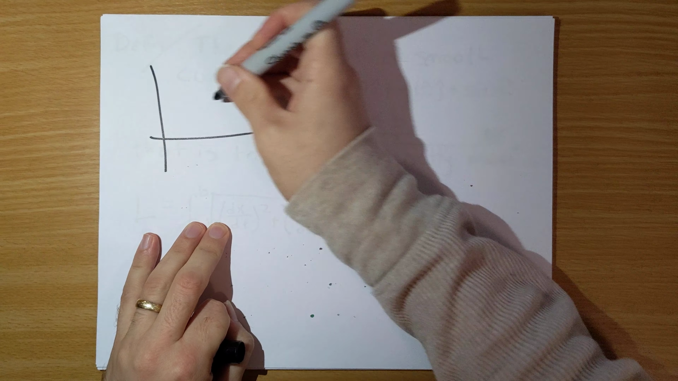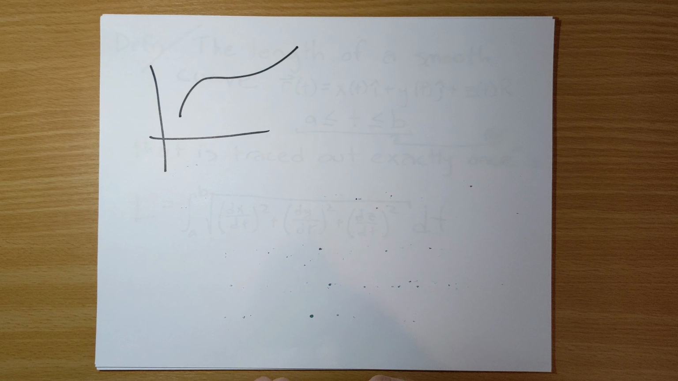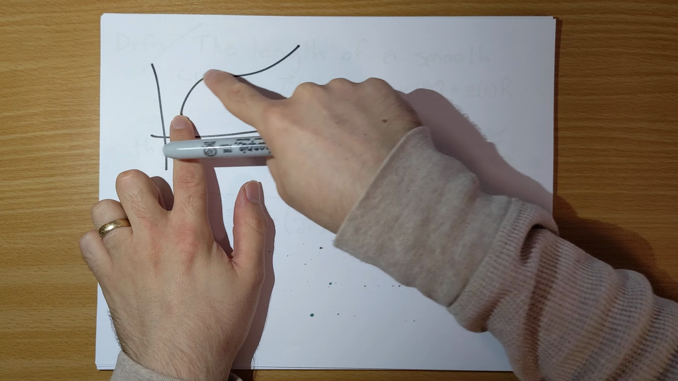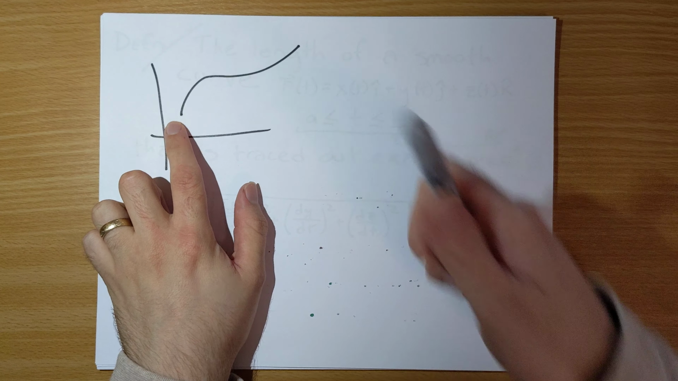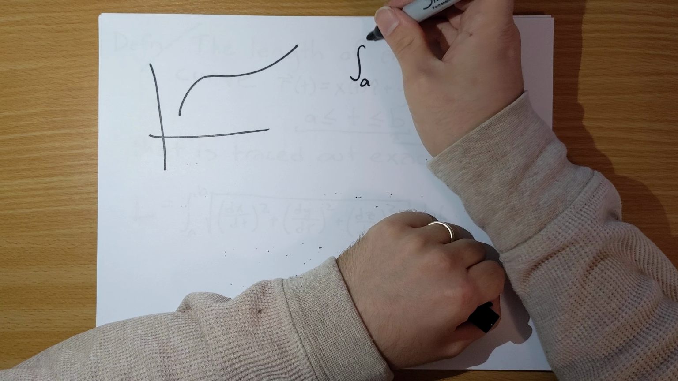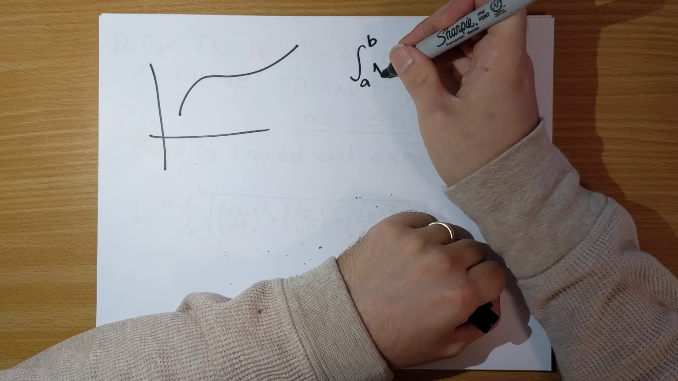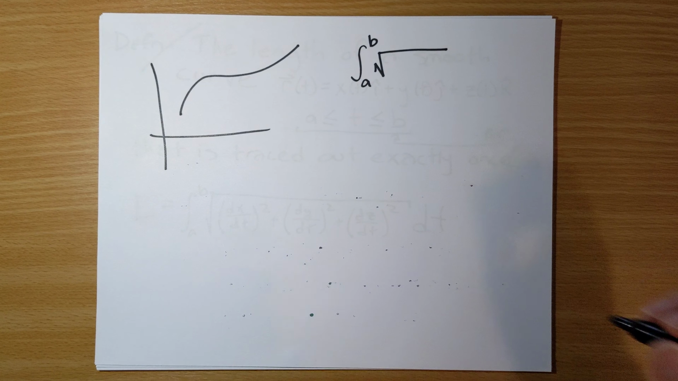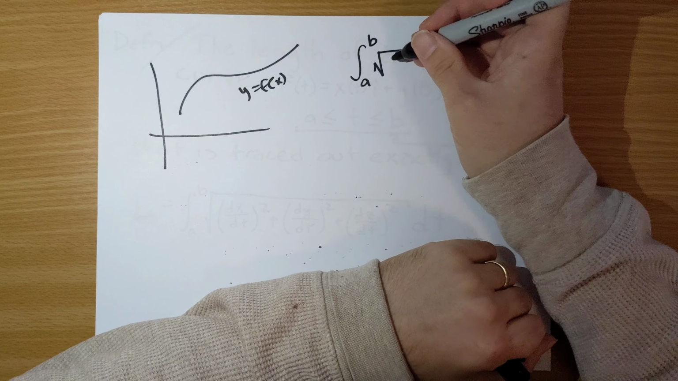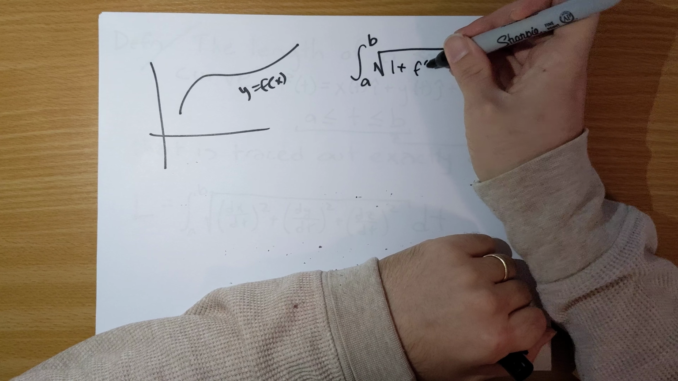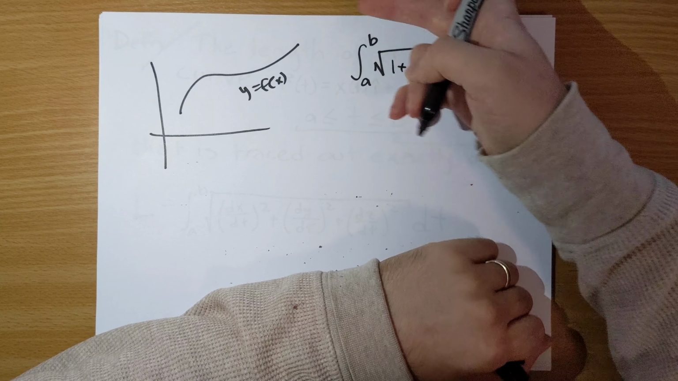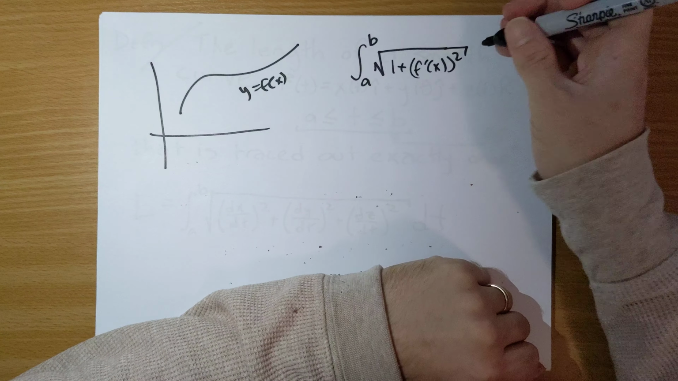So the idea here is that you have some curve in space, and we want to find the total distance that you would travel. You'd walk from here to here. And if you remember the first version that we saw of this, where we were thinking of y as a function of x, it was the square root of 1 plus f prime of x squared, integrated from a to b.